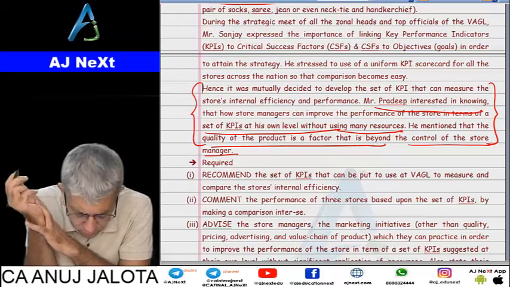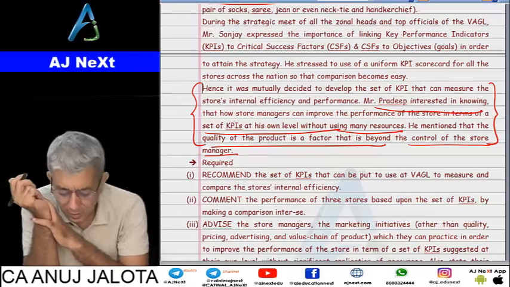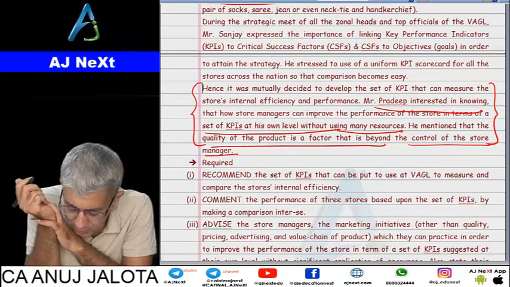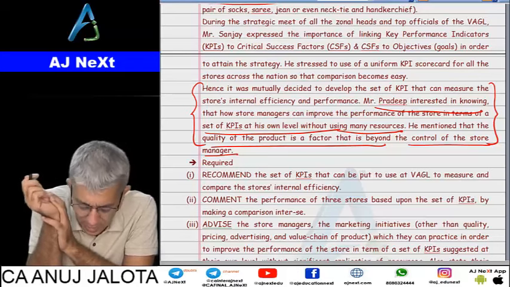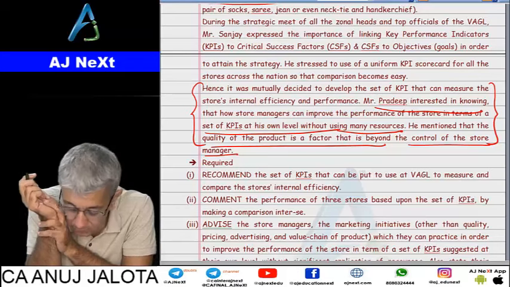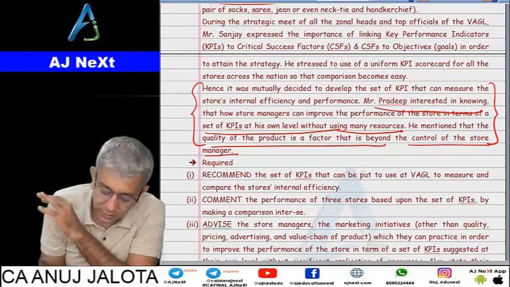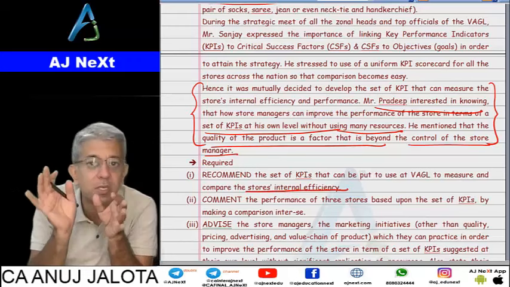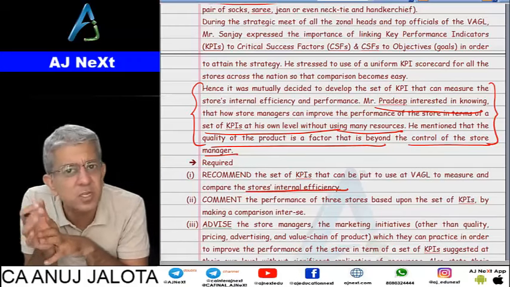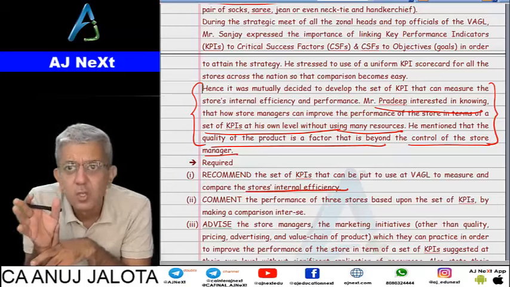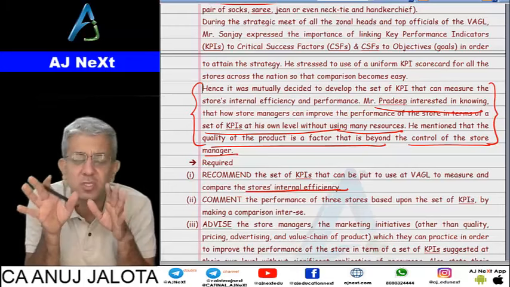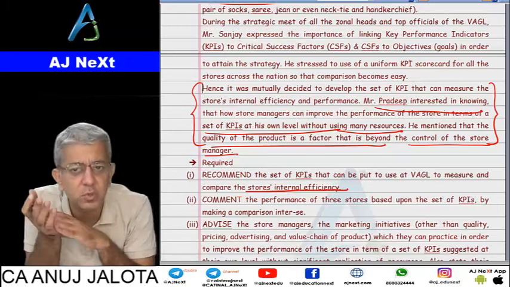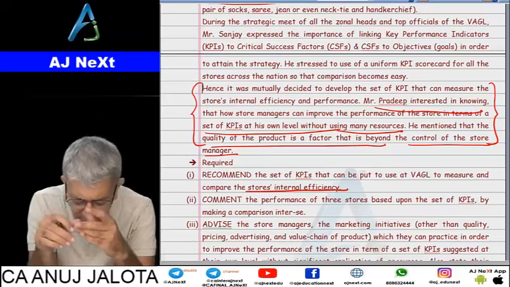They manufacture. Required: recommend the set of KPIs that can be put to use at VAGL to measure and compare the stores' internal efficiency. You have to see how well the stores have performed. See, stores are only responsible for selling and nothing else. So don't measure any other efficiency. We have to measure the sales efficiency only, but you can generate so much data here.